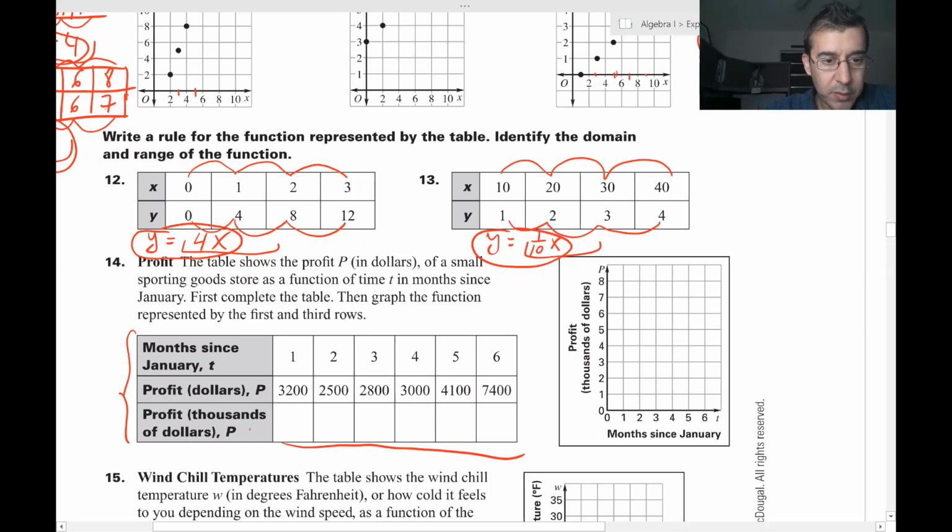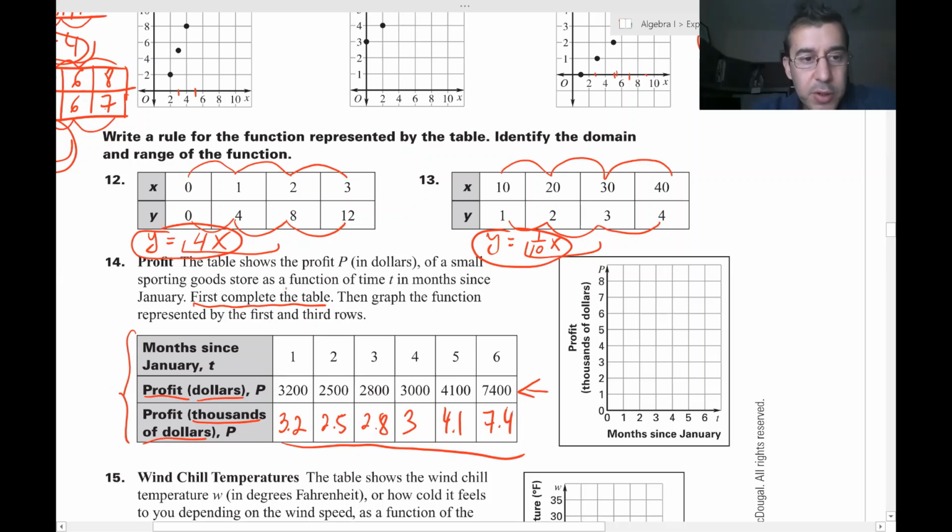So let's see, profit, thousands of dollars. So we have the profit, but this is in dollars. So 3,200 in thousands of dollars, this would be 3.2, right? Because 3.2 times 1,000 is 3,200. Basically, we're dividing these numbers here by 1,000. So 2,500 divided by 1,000 is 2.5. This would be 2.8. This would be 3. This would be 4.1. This would be 7.4. So that's what we just did.